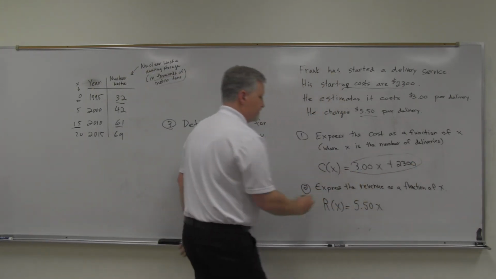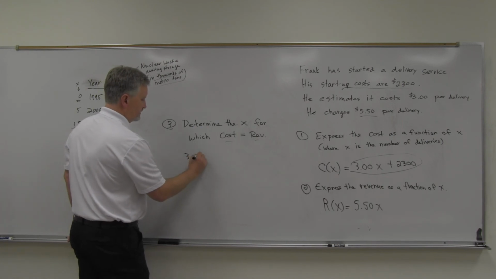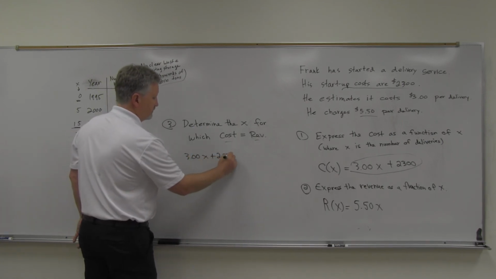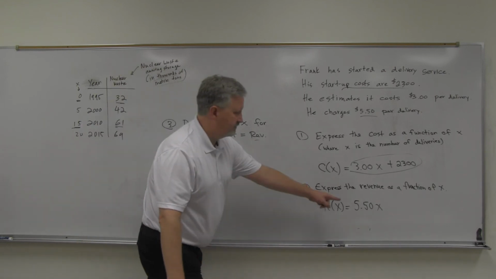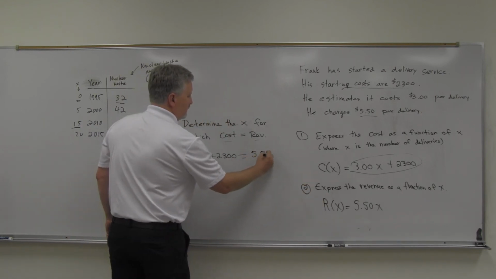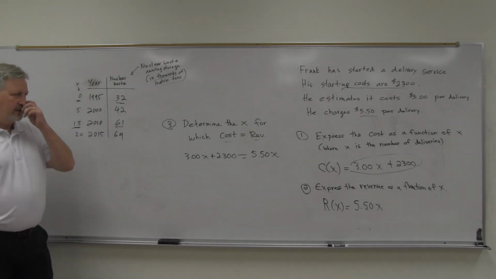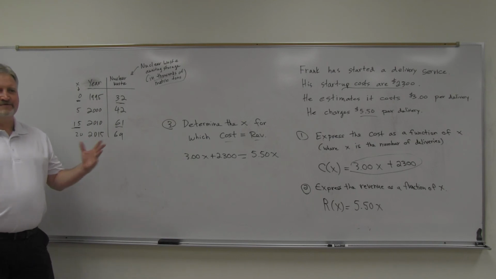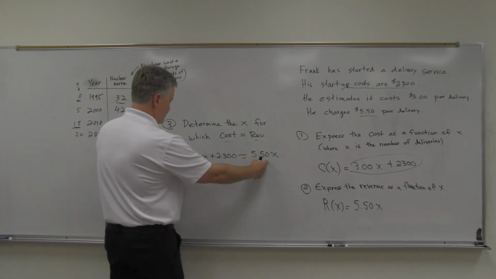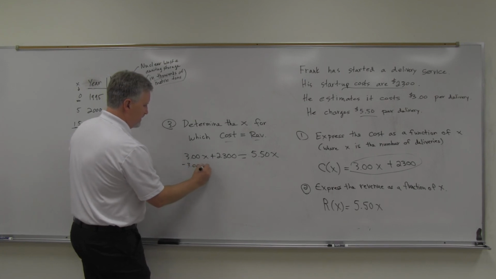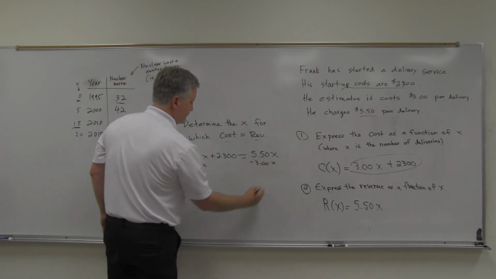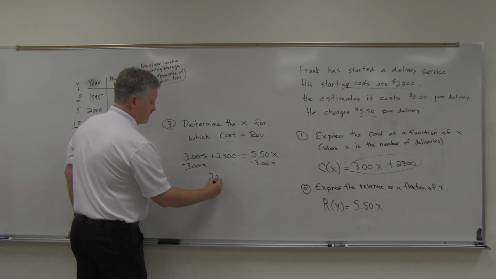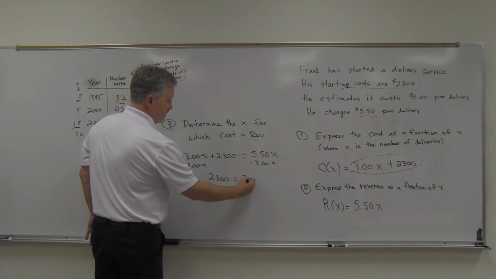I want to take the cost, $3x plus 2,300, and set it equal to the revenue, 5.50x. Cost equals revenue. So it just sets up a nice little neat equation. Easy enough, hopefully, to solve for x. Does that make sense? So now just solve for x. I've got x here and x here, so let's subtract the 3x from both sides to get rid of it here. So that's 2,300 equals 2.50x.